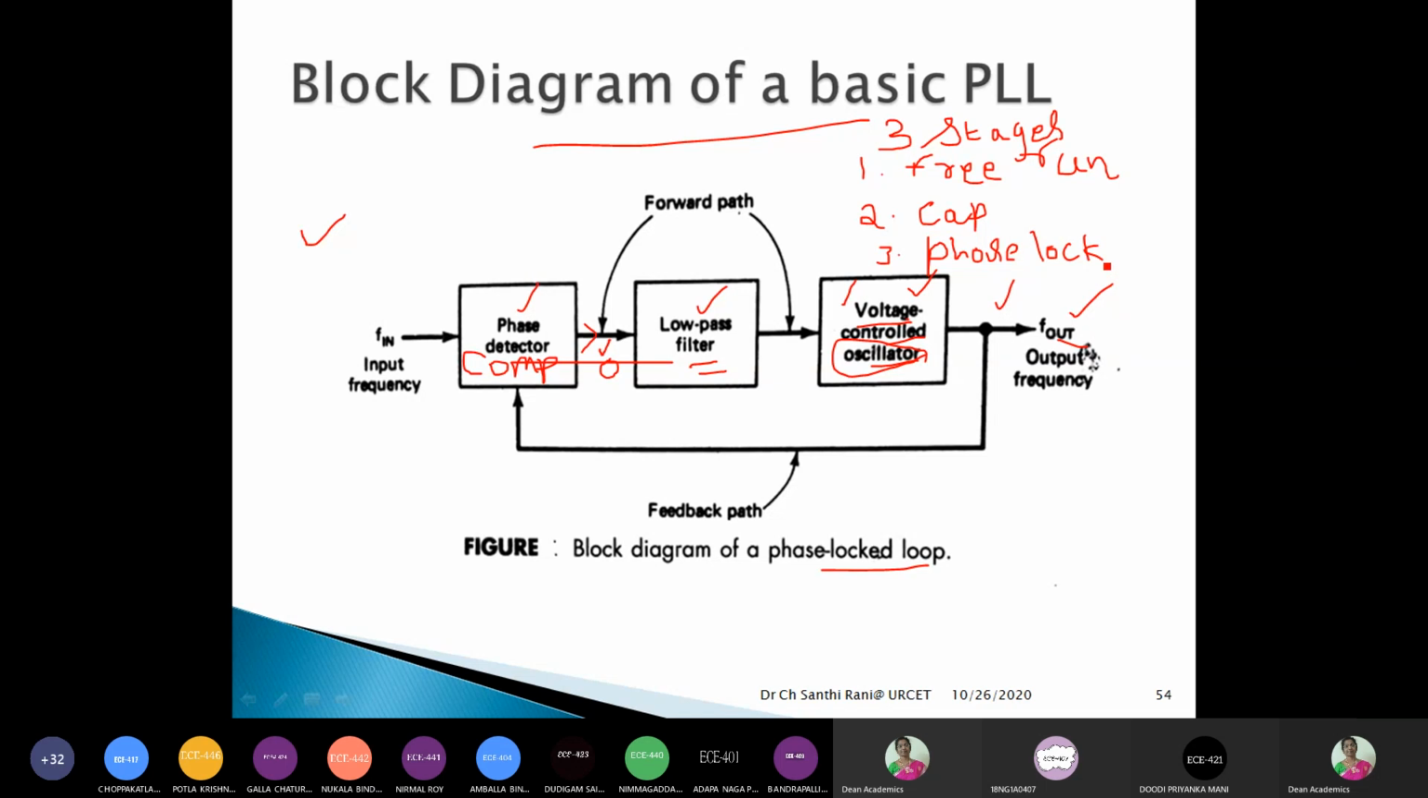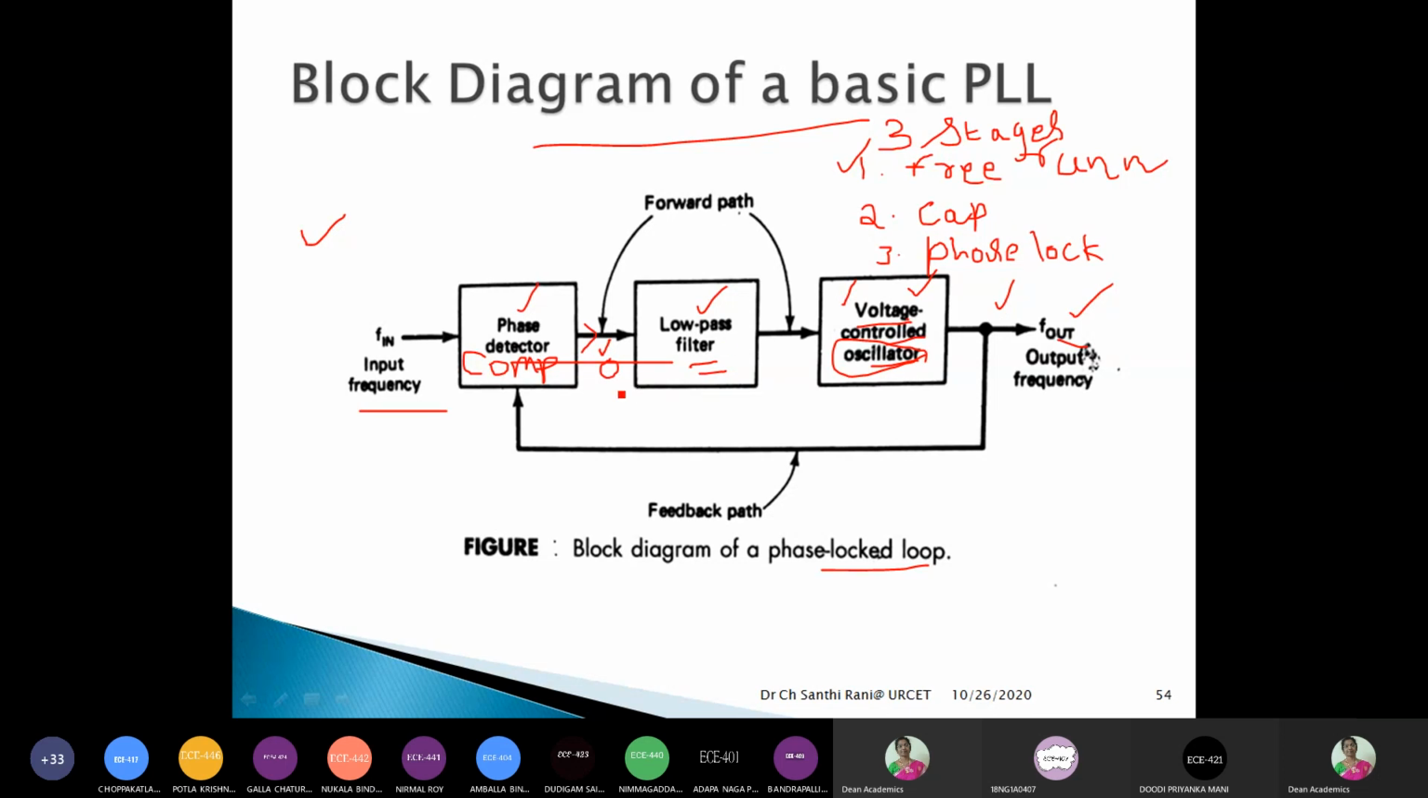What is this free running stage? When do we say it is in the free running stage? Before you apply any input signal, the phase locked loop is said to be in stage one, the free running stage. Before we apply any input frequency, the PLL is in the free running state.